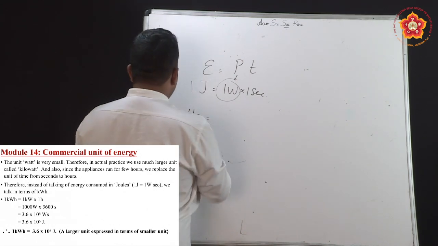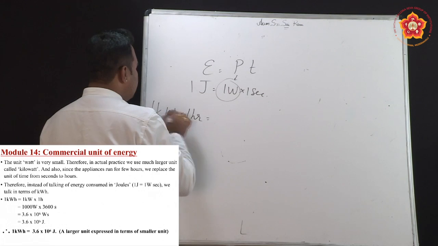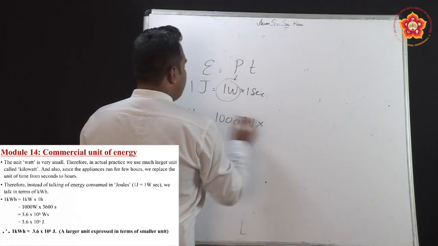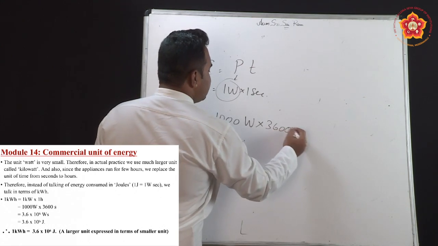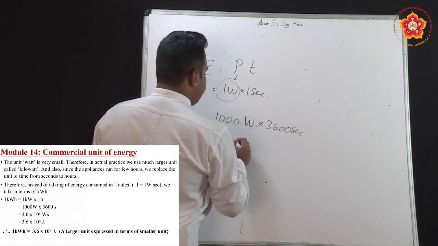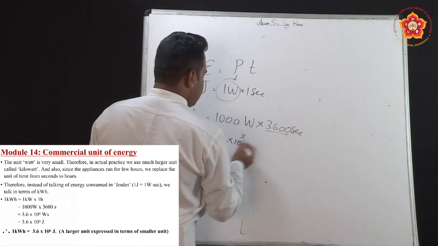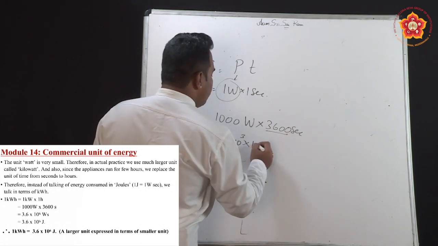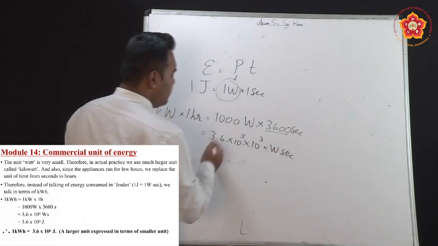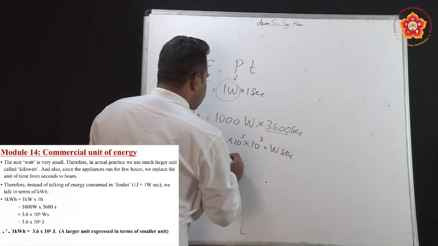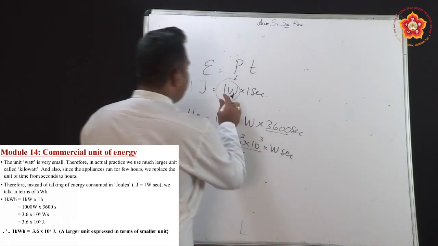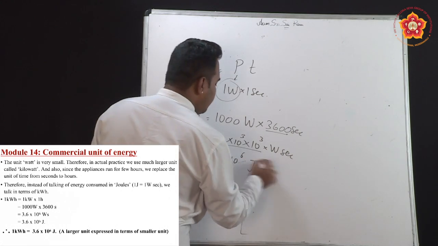So 1 kilowatt is how many watts? 1000. Kilo is 1000. So 1000 watts into 1 hour, which is 3600 seconds. So it will be 3.6 into 10 to the power of 3, into this 1000 which is 10 to the power of 3 again, watt second. So 3.6 into 10 to the power of 6, and 1 watt second is nothing but 1 joule.